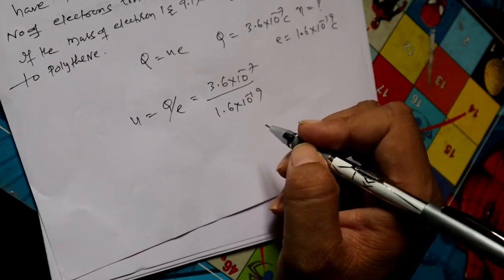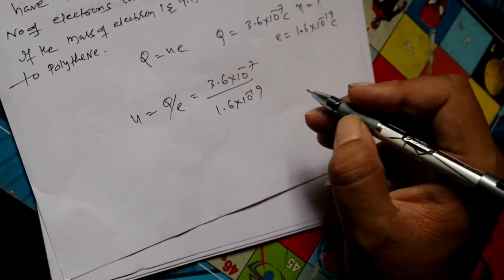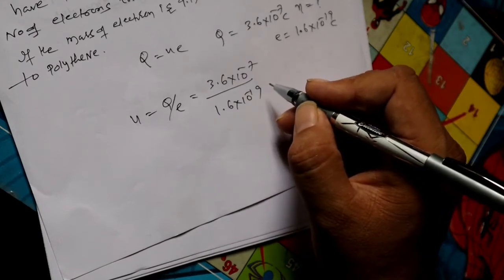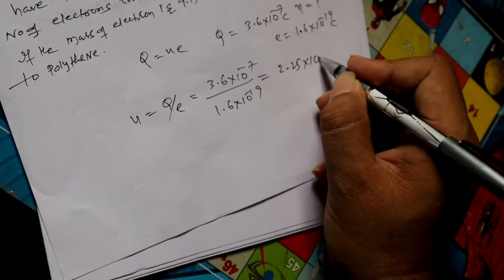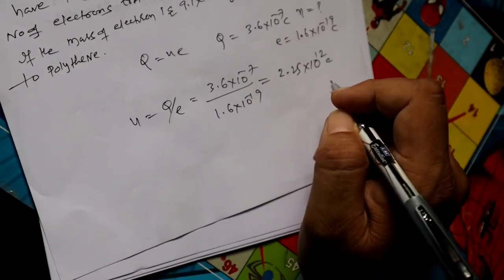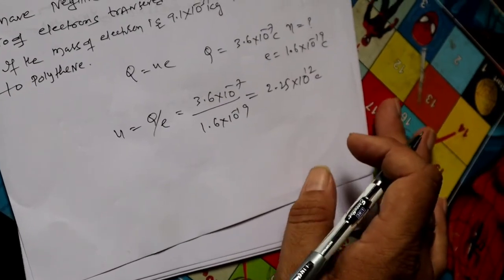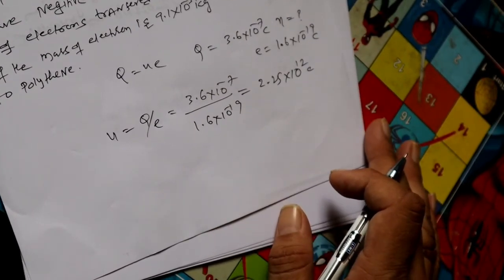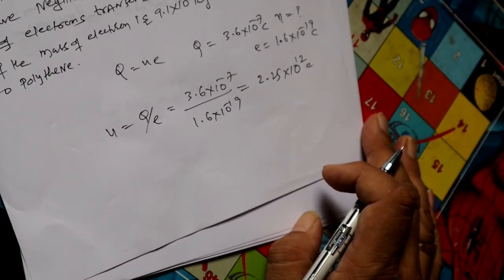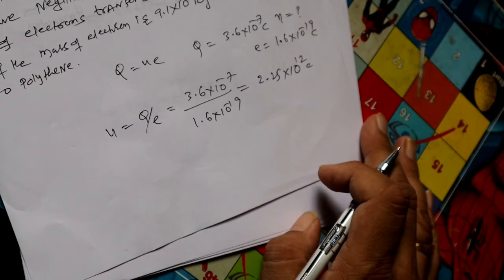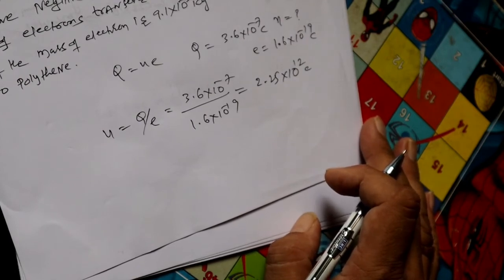Students, please do this calculation. I will give you the answer: the number of electrons transferred from wool to polythene is 2.25 into 10 to the power of 12 electrons. So these electrons are transferred from wool to polythene. Now not only are electrons transferred, but there is also a transfer of mass from wool to polythene. How much mass is transferred from wool to polythene, that is what we are going to find out.